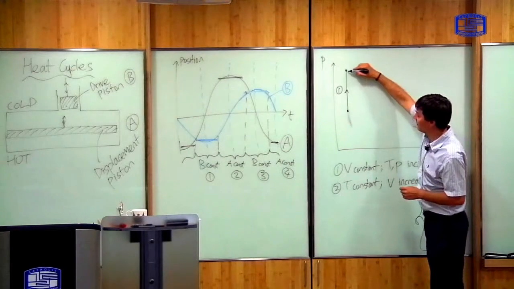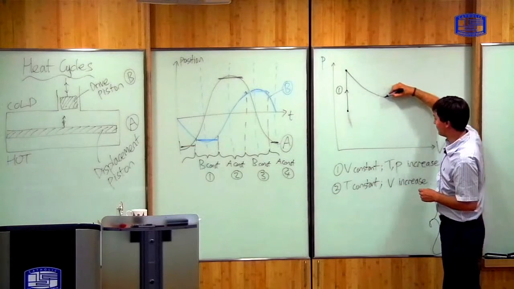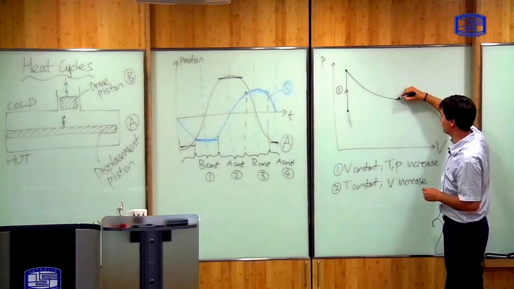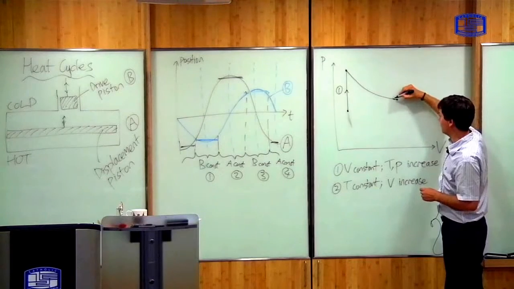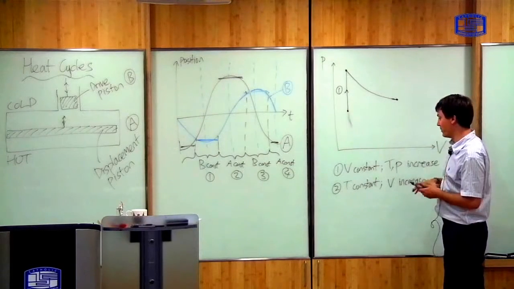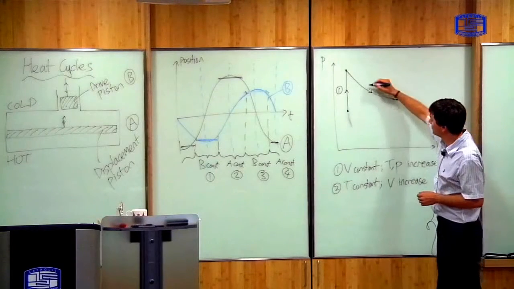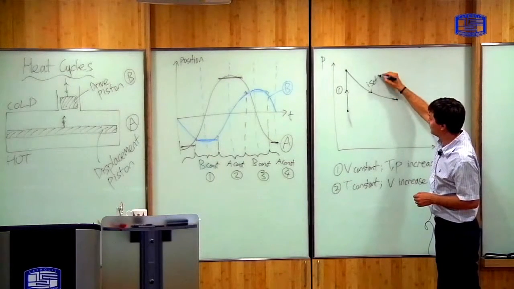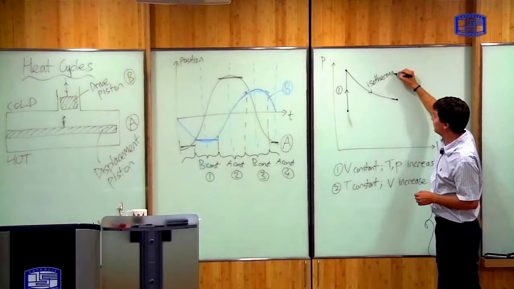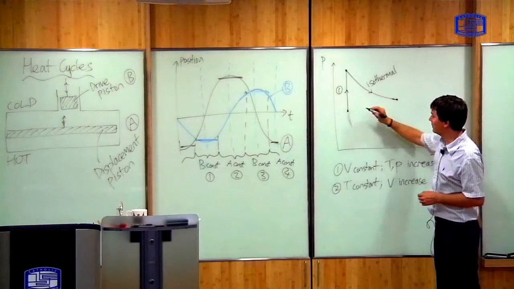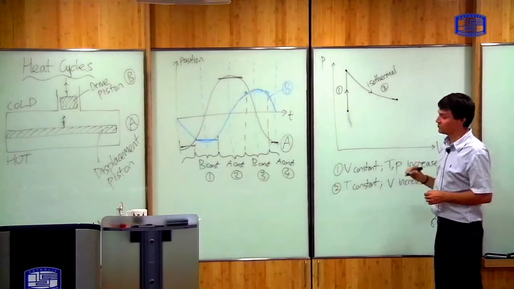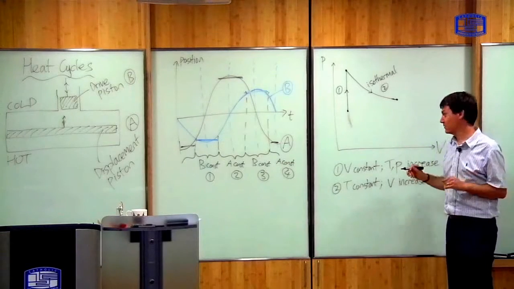So if I draw that here, that gives you a graph which looks something like this. And remember, we had a word for the type of expansion where the temperature is constant. We called it isothermal. So this expansion here in stage 2 is approximately isothermal.